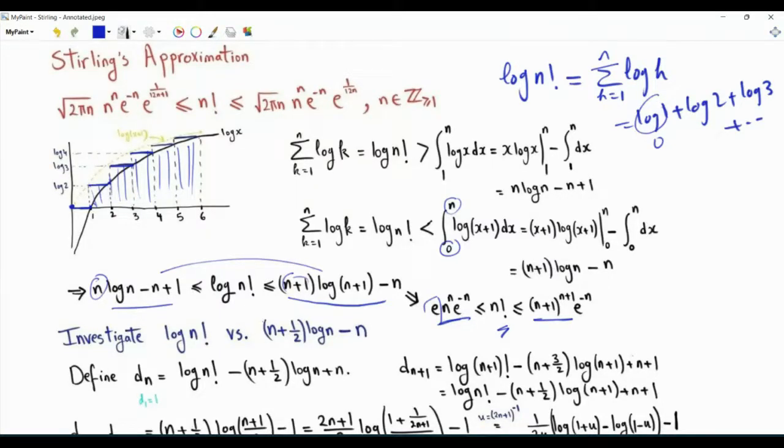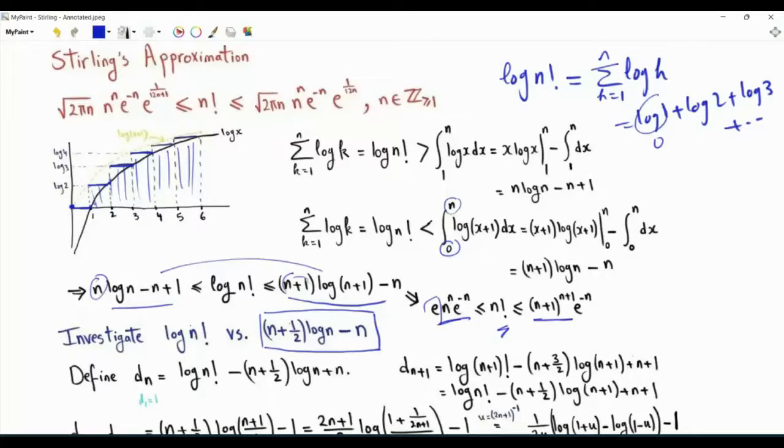So again, inspired by this loose bounding on the factorial of n, we can basically focus on constructing a bound using this n plus half, all times log n minus n. And specifically, we will study the difference between these two, the discrepancy between log of the factorial of n and n plus half log n minus n.